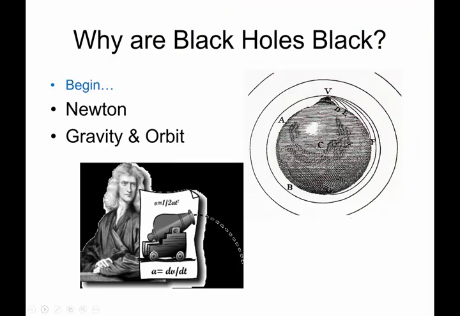So let's answer one question at a time. First off, why are black holes black? We always talk about the fact that light itself cannot escape. So why can't light escape from one of these objects? In order to explain that, we have to go back a ways, and we're going to have to talk a little bit about our old friend, Sir Isaac Newton, and what it actually means to orbit something.